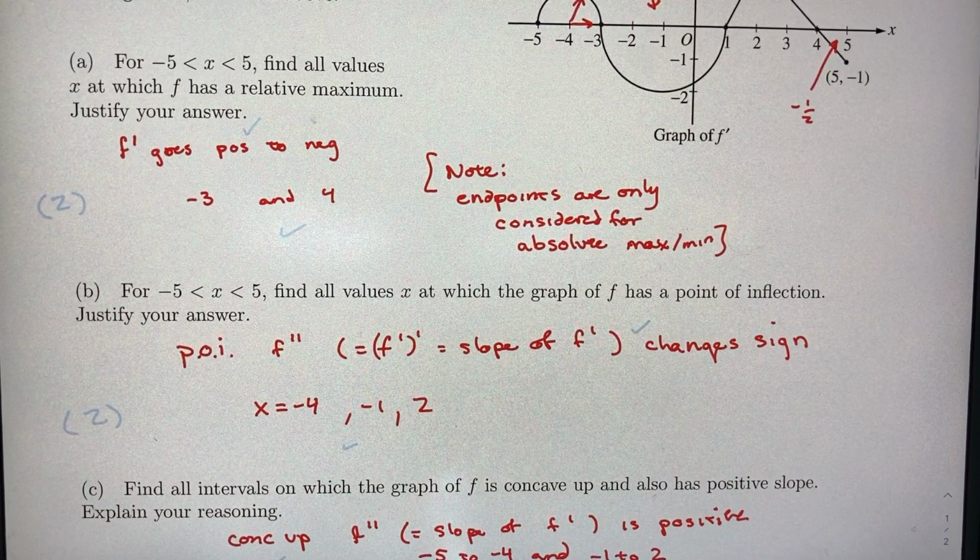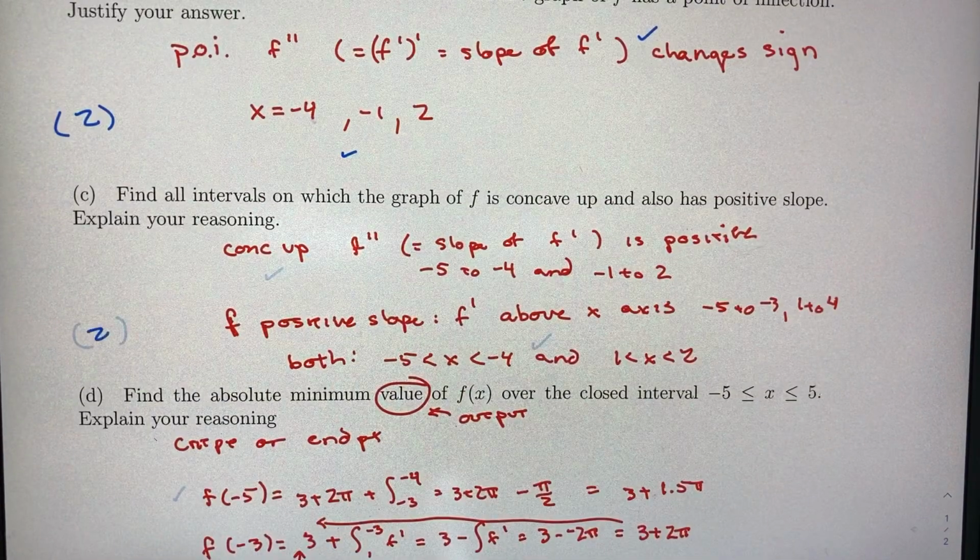Okay, point values. 2 points for this. 1 for the answer, 1 for the reasoning. 2 points for this. 1 point for the answer, 1 point for the reasoning. 2 points for this. 1 point for the concave up and positive slope when, 1 for saying when it is, and 1 for correctly getting the intervals.